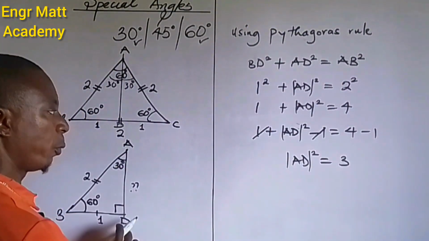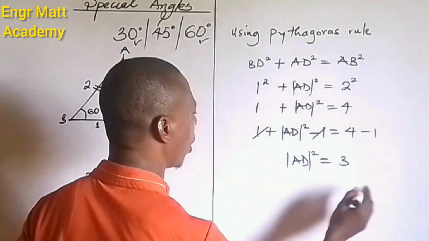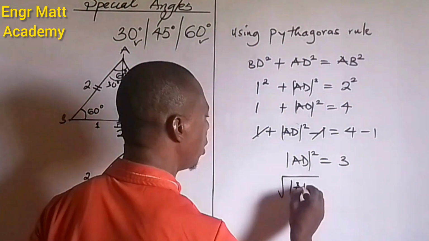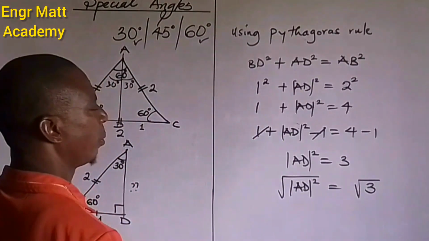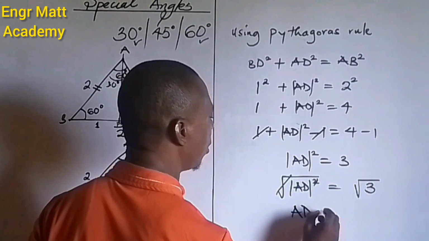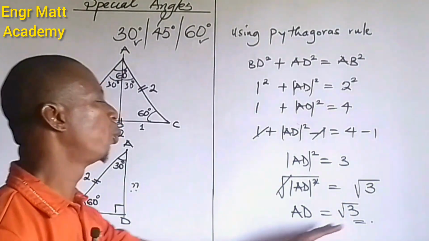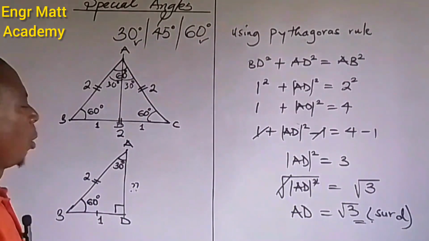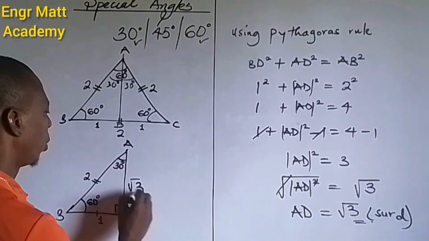Since AD is what we are looking for, this one is AD squared. So we need to remove the square, so that it remains AD. How do we do that? We take the square root of both sides. So we say square root of AD squared equals square root of 3. Now this square root will cancel this square. What remains is AD equals root 3. No need to look for the square root of 3. We will leave it like that in the form of a surd. So we now know the length of AD. The length of AD is root 3.